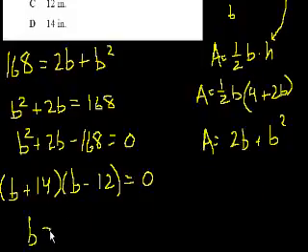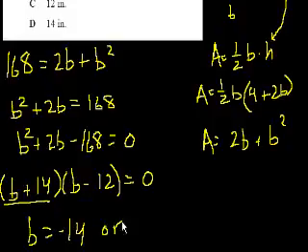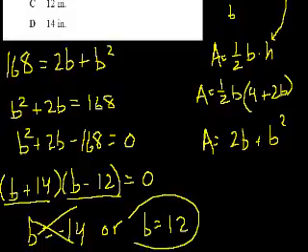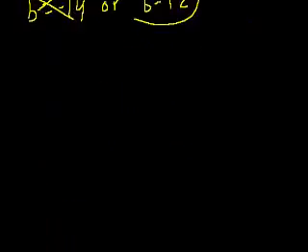So b could be equal to minus 14, which would make that 0, or b could be equal to 12, which would make that 0. If you make one of these terms 0, you're making the whole thing 0. Since we're dealing with lengths, we can't have a negative length. So the base has to be 12 inches, which is choice C in that question. Next question, problem 64.